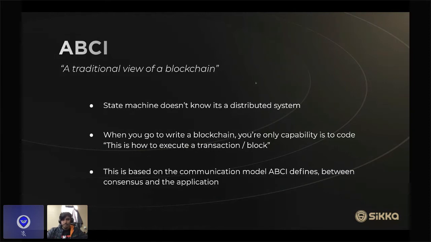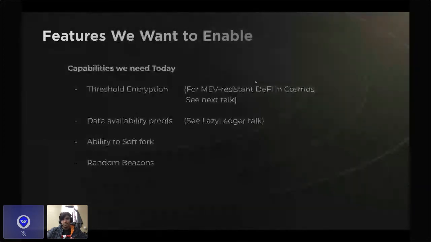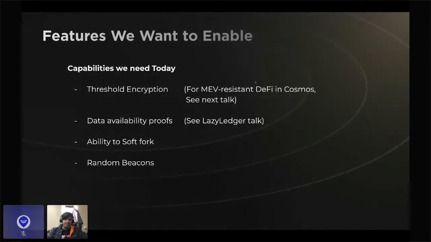But it's this exact interface that limits us. So to get a sense of this, where is it limiting us? So today there's a bunch of things we want to be able to add. So threshold encryption. See Sunny's talk that's coming up next for how threshold encryption gives you MEV resistance and or censorship resistance. You want data availability proofs. See the Lazy Ledger talk tomorrow. We also want the ability to soft fork. To give some context on this, it's actually really important.